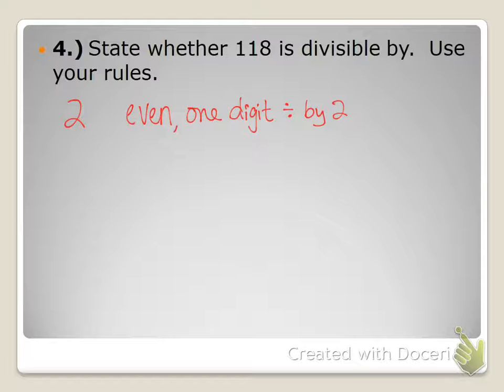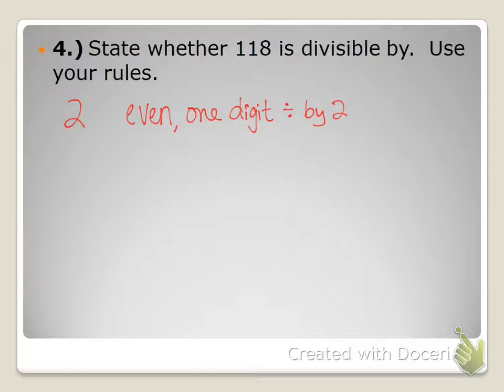What about 4? What's our rule? Okay, what are my last 2 digits? 18. Is 18 divisible by 4? No! 18 is not divisible by 4, so neither is this number. What about 5? No, because the 1's digit is not 0 or 5.